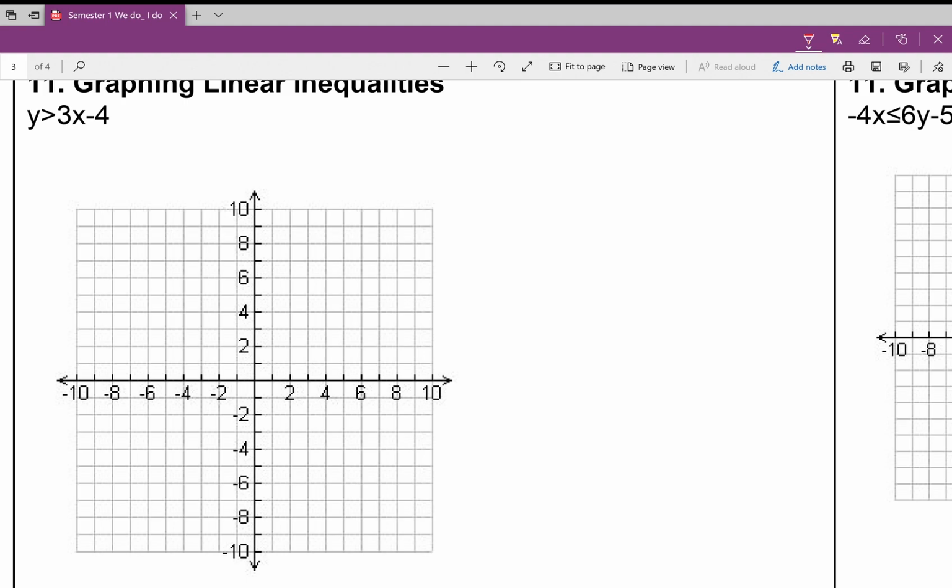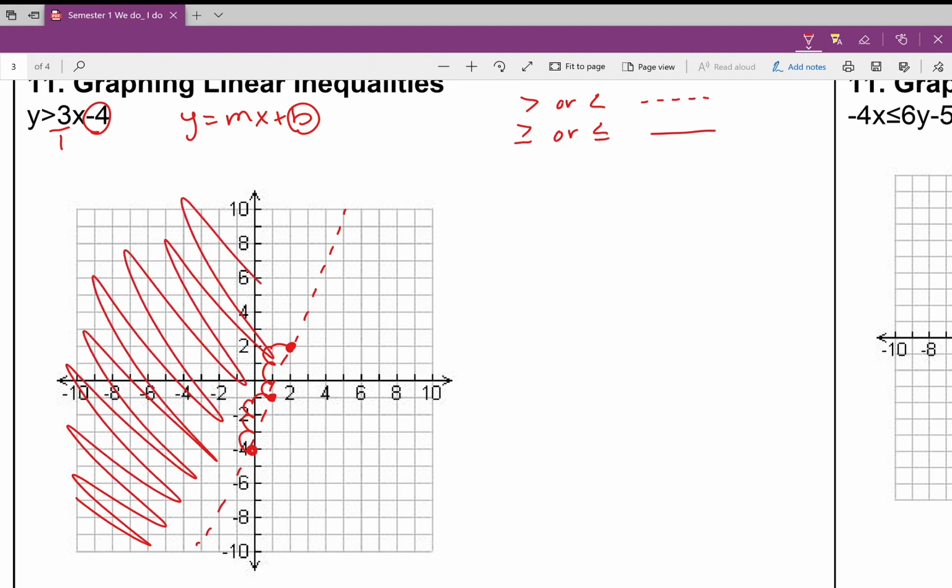Since I have greater than or less than, I know it's going to be a dotted line. If I have greater than or equal to or less than or equal to, I know it's going to be a solid line. So first, I'm going to graph my y-intercept. So if we have y equals mx plus b, I'm going to graph this one, so -4. So -4 is here. And then my slope, 3, is the same as writing 3 over 1. So up 3, right 1. Okay, and then since it is greater than, I know it's a dotted line. And then greater than means it's shaded up.